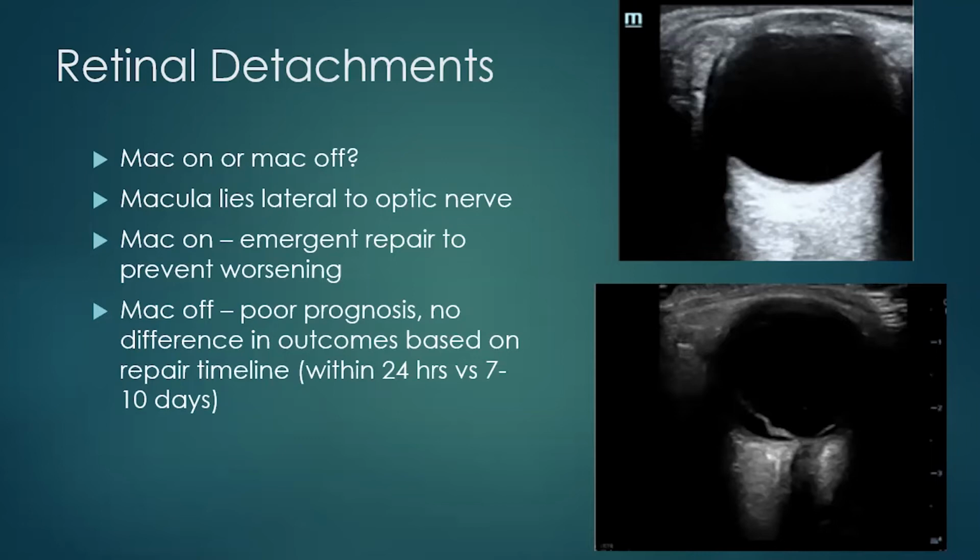If the macula is already off, which in this image here you would say the macula is definitely going to be off, this is a pretty poor prognosis regardless of when it's repaired. Studies looking at repair within 24 hours versus as far as 7 to 10 days down the line didn't show any difference in prognosis or functional outcomes, unfortunately.